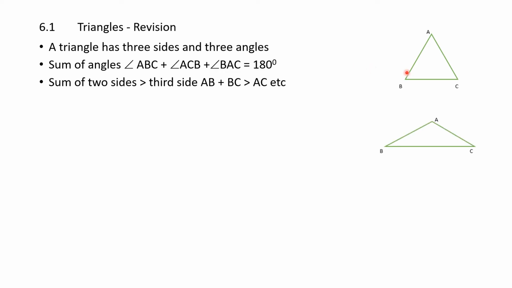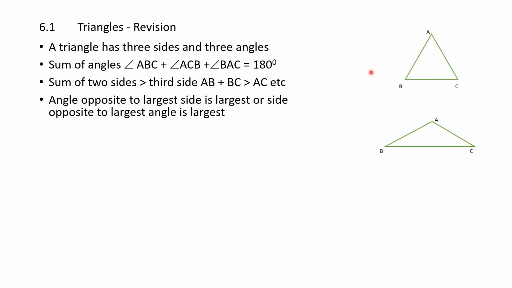And another important thing is that the angle opposite to the largest side is the largest, or the side opposite to the largest angle is the largest. Please see the second triangle also, it is of a different shape. Here BC is the longest side and A is the largest angle. So, the side opposite to the largest angle is the largest side. These are the conditions for a triangle.